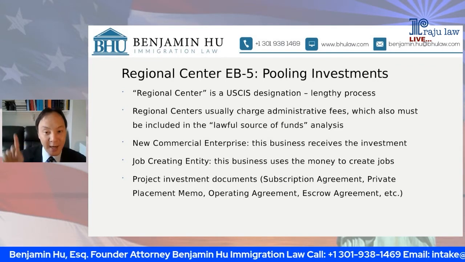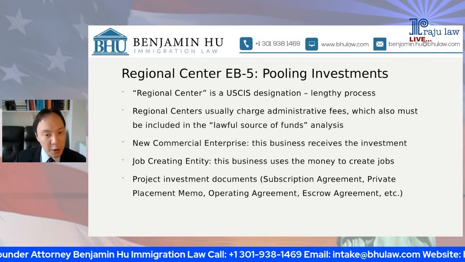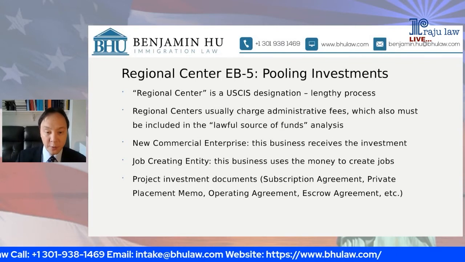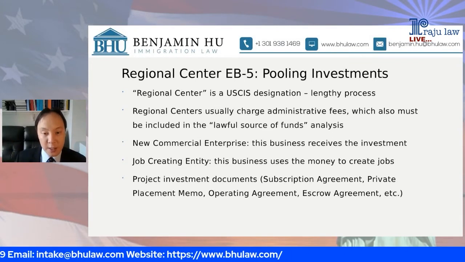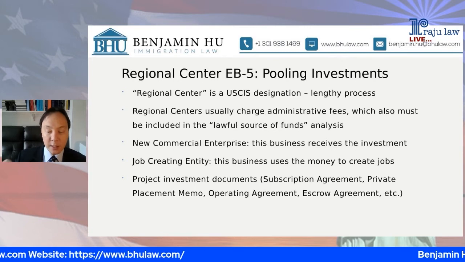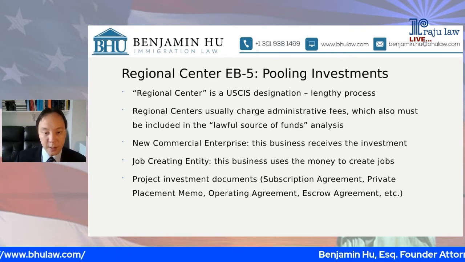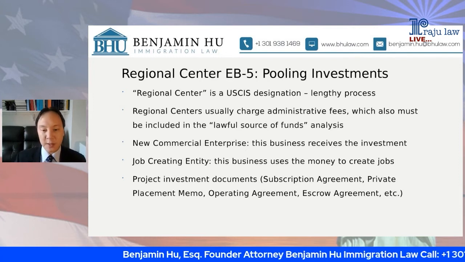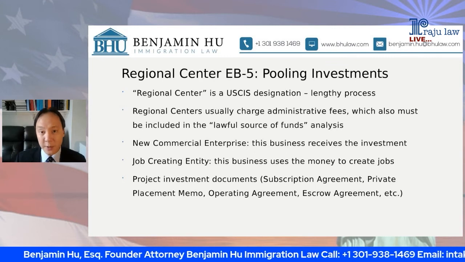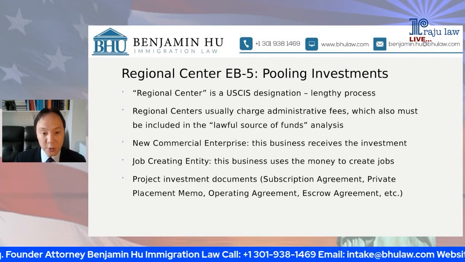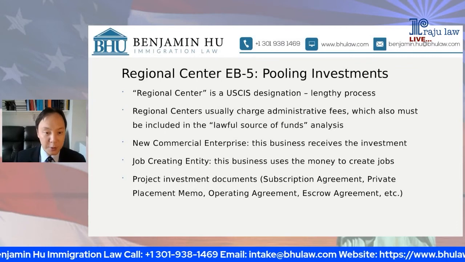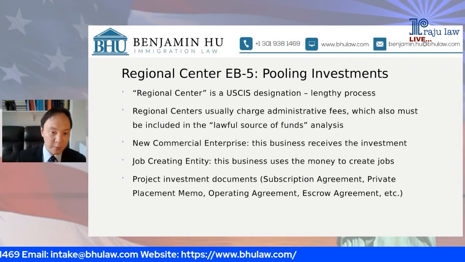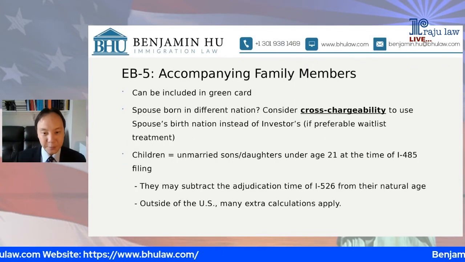Immigration has said that this extra administrative fee for the regional center must also be included and disclosed in the lawful source of funds analysis. So then the rest of this is fairly similar, but money goes to the NCE. They receive your investment. They then give that money to the JCE to create jobs. And then you need to work your way through many contractual business investment documents, some of which are listed there. We don't have time to go into those right now, but obviously your immigration attorney, if they're experienced with the EB-5, should be able to help you walk through those and give you an idea of what elements are important from an immigration viewpoint. Let's jump to the next slide.